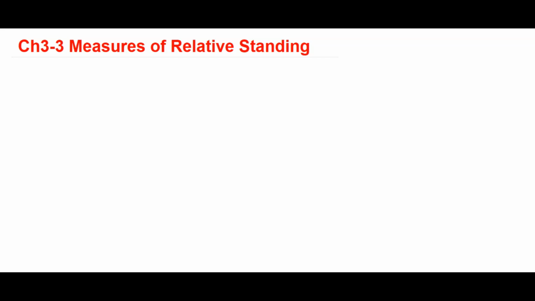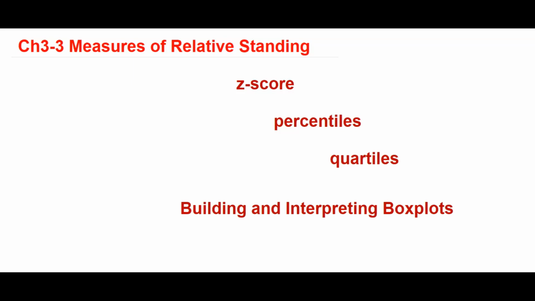In this video, we'll learn about measures of relative standing, which are numbers showing the location of data values relative to the other values within the same dataset: z-score, percentiles, quartiles. And we will also learn how to build and interpret the box plot.